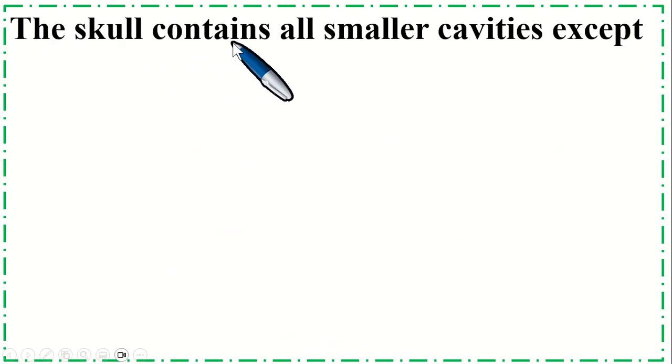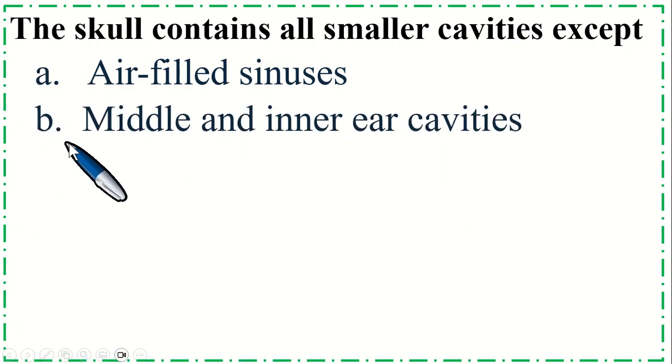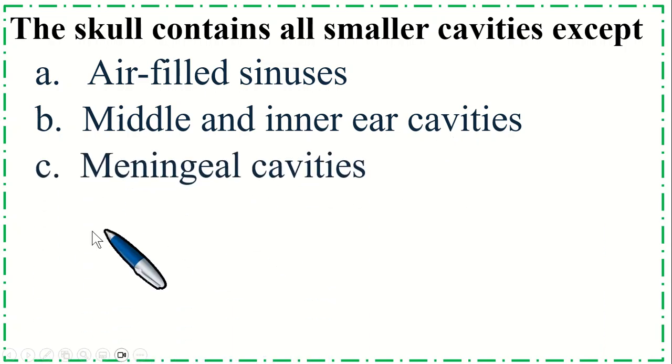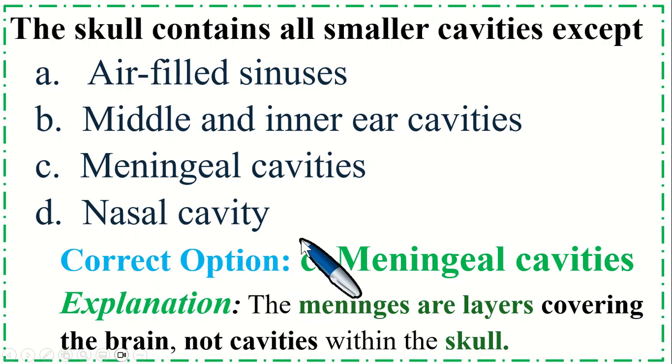The skull contains all smaller cavities except: option A, air-filled sinuses; B, middle and inner ear cavities; C, meningeal cavities; and option D, nasal cavity. So the correct option is C, meningeal cavities. The meninges are layered coverings of the brain, not cavities within the skull.